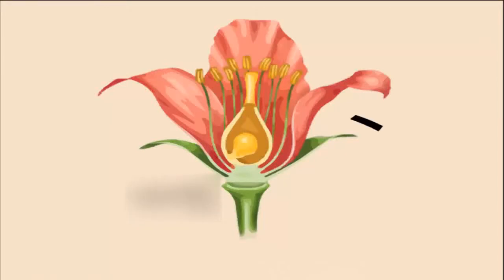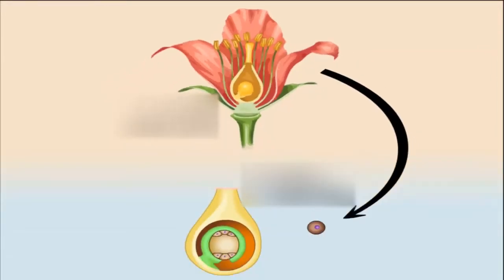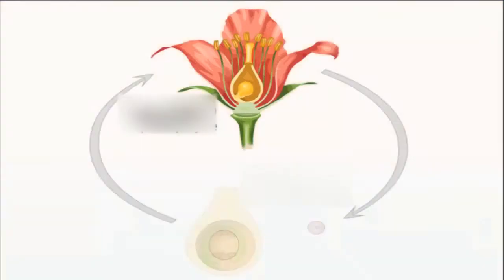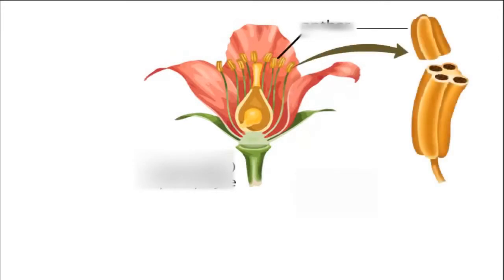Land plants, the life cycle of an angiosperm alternates between a diploid sporophyte generation, represented here by the flower of the mature sporophyte plant, and a haploid gametophyte generation. Within the flower's male parts, called the anthers, are millions of diploid spores called microsporocytes.